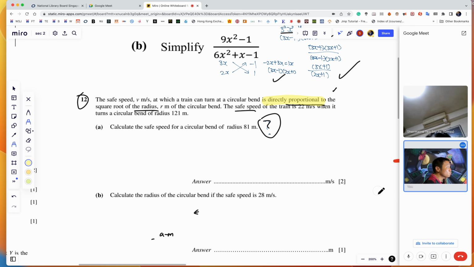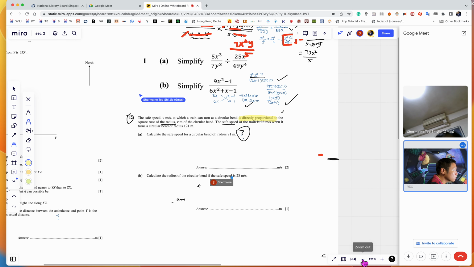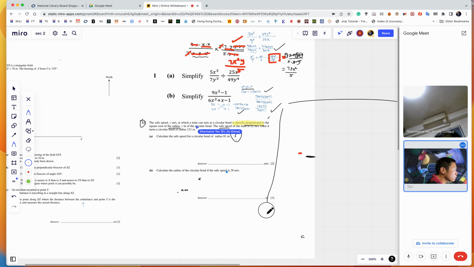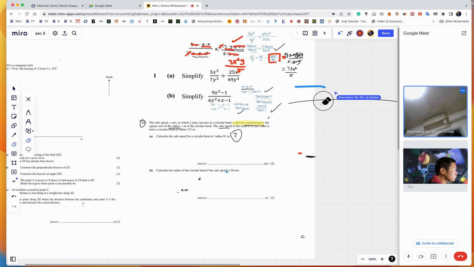By the way, where is your cursor? Can you do it here? This area? Yeah. Can you choose a more skinny line? Your stroke is too large.